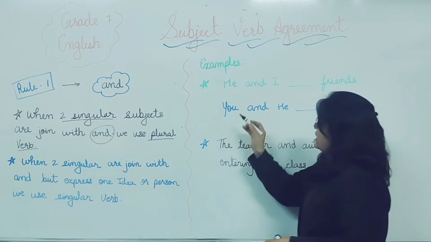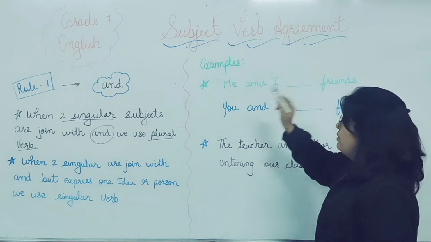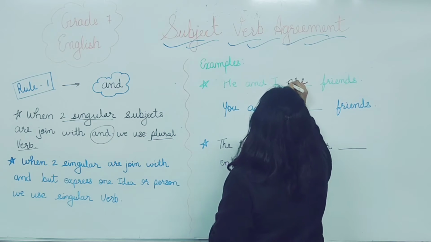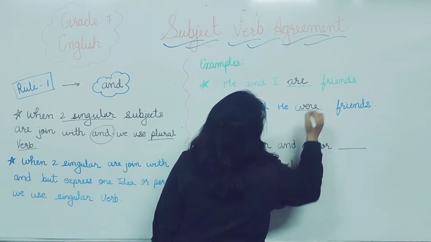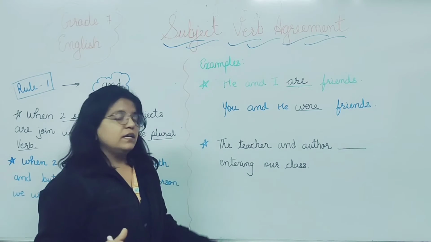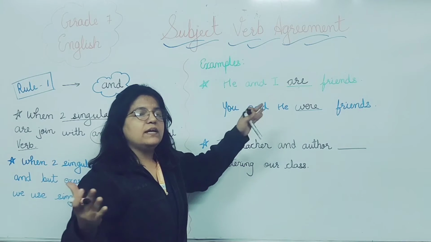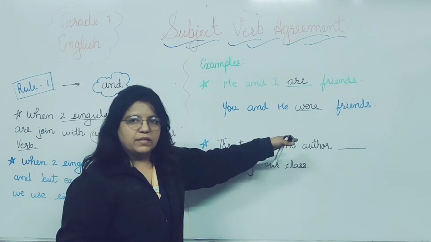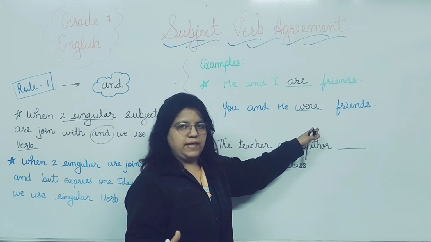Let's see an example. He and I are friends. You and he were friends. Now here those singular subjects are there, but we are talking of them together. Means we are talking about two people. That's why we are adding were with that.